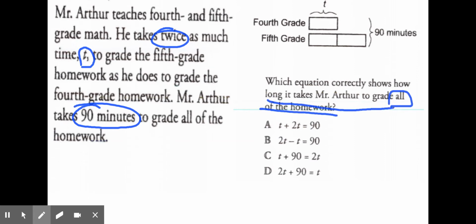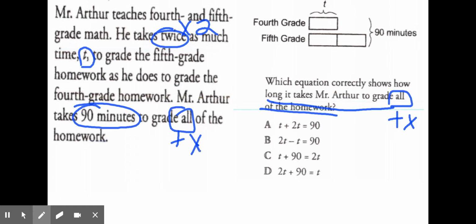Well, I'm seeing all. I know all means plus or times. I'm looking around. I see all again over here, plus or times. I see twice. I know twice is a multiplication clue word, and it means to multiply by 2. So just by looking at my clue words, I think I'm going to multiply something by 2 and maybe add because of that in all.